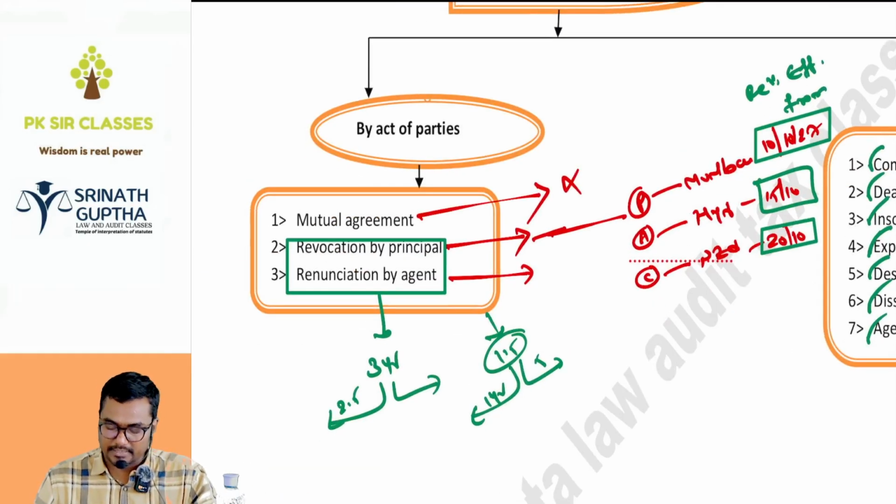Actually, we are appointing the agent for 3 years. After 2.5 years, we are removing the agent. We have to compensate for 5 months or not? Yes, sir.